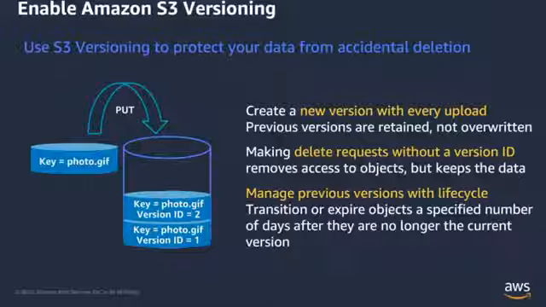This is now the current version of this object, and photo.gif version ID 1 is the non-current version. So to help protect against accidental deletes, when you delete an object in a version-enabled bucket, S3 does not remove that object. Instead, S3 inserts a delete marker, which now becomes the current version of the object. If S3 receives a get for this object, it will return a 404 not found unless you specify the version ID. And you can always restore or permanently delete the version or previous version by specifying the object ID in your request.